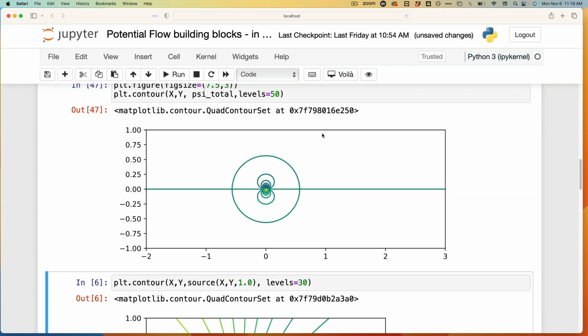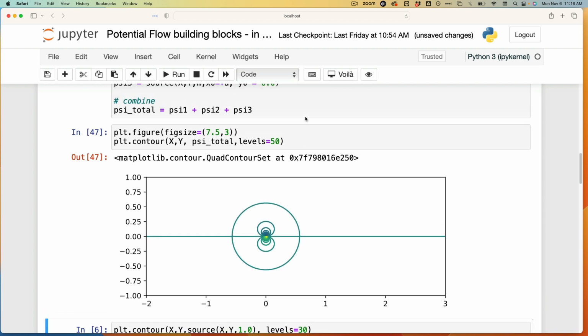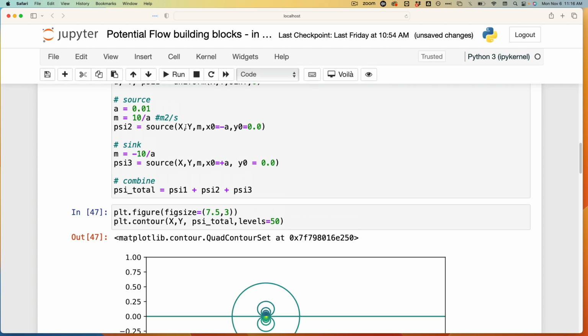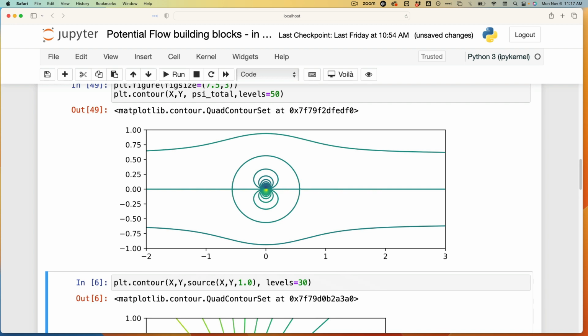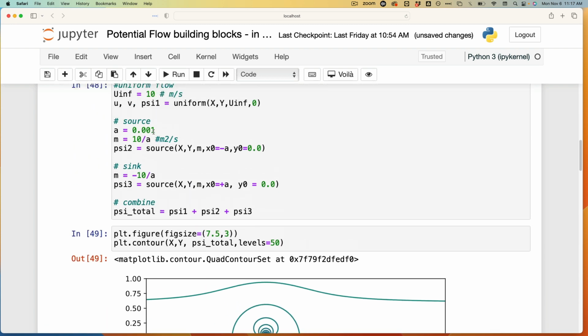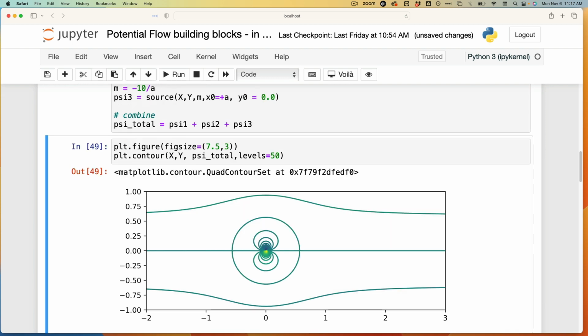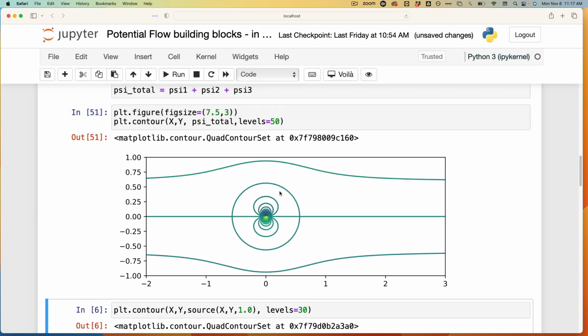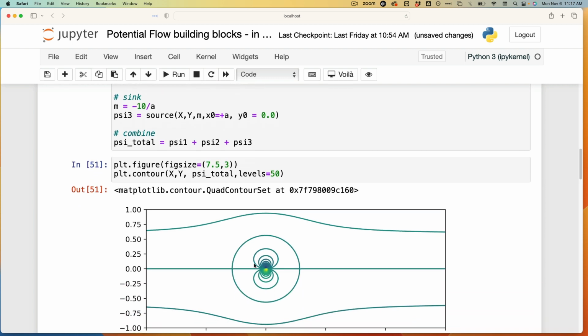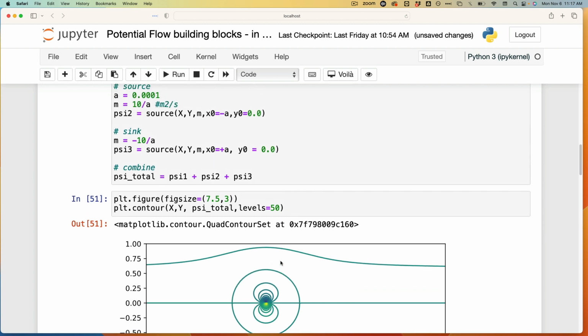Let's do 50 levels. So they're turning into what we call a doublet. I'm going to keep bringing them closer to each other. Look at that. You're starting to recover the flow over a cylinder. And no matter how small you make A, it will settle to this shape. This is called a doublet.